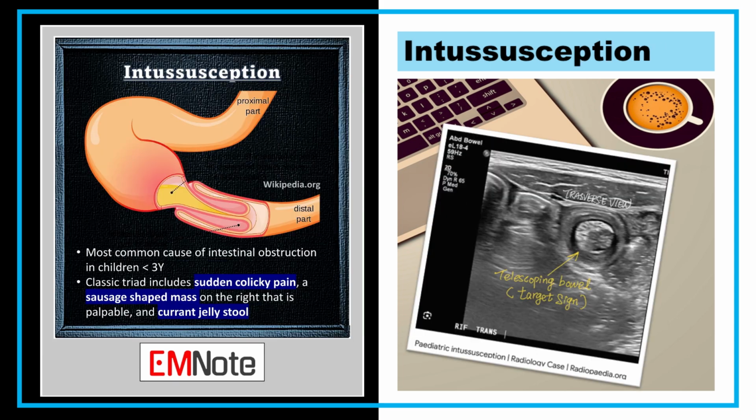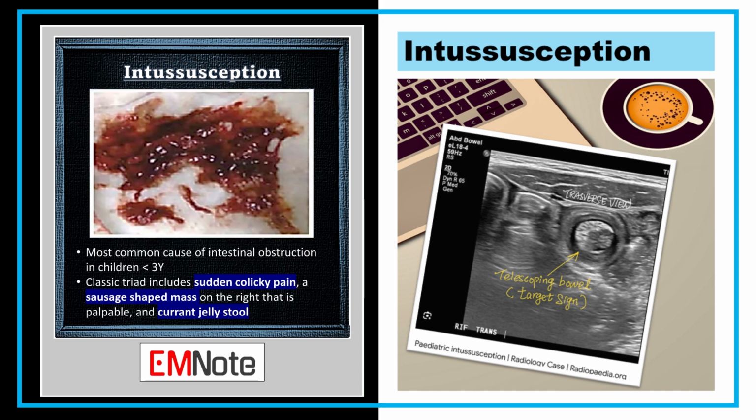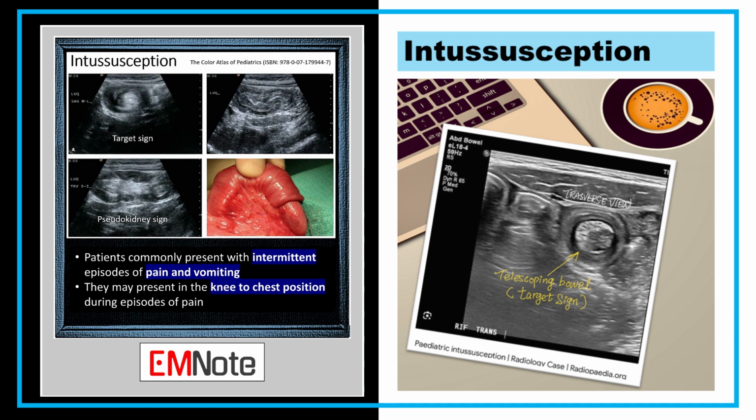Intussusception is the most common cause of intestinal obstruction in children younger than 3. The classic triad in children includes sudden colicky pain, a sausage-shaped abdominal mass on the right that is palpable, and currant jelly stool. Patients commonly present with intermittent episodes of pain and vomiting.